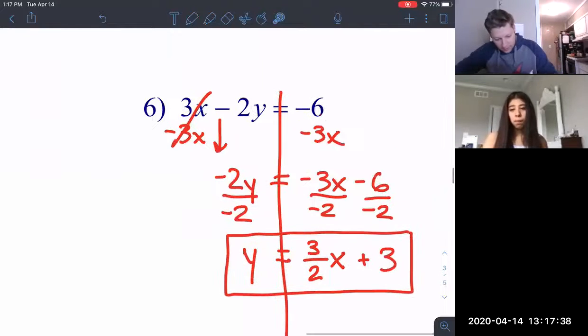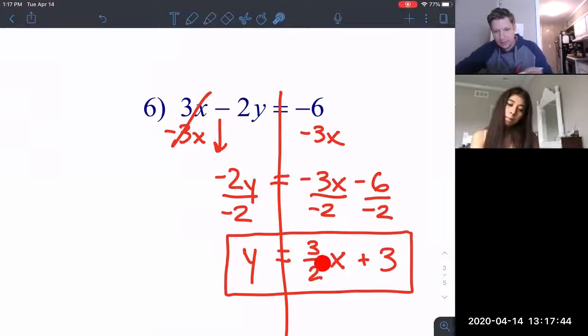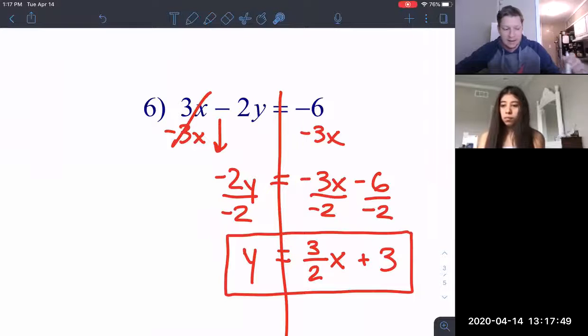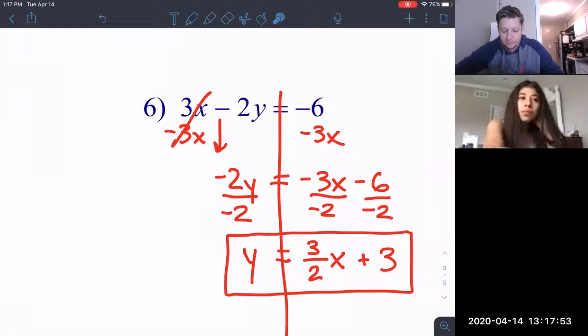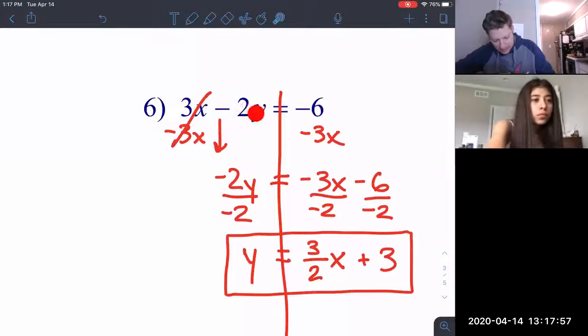Let me get my laser pointer out. We always put the coefficient, the number, in front of the variable. So if you wrote x 3/2, it technically means the same thing, but that's not how it's typically written. So we always want to put the x after the fraction. Just like these numbers here, the 3's in front of the x, the -2's in front of the y. That's just kind of how we write them.